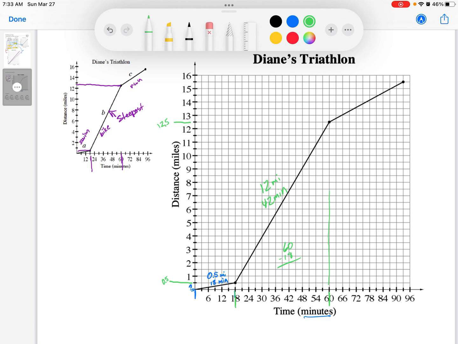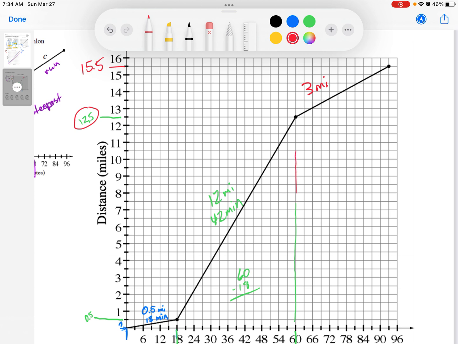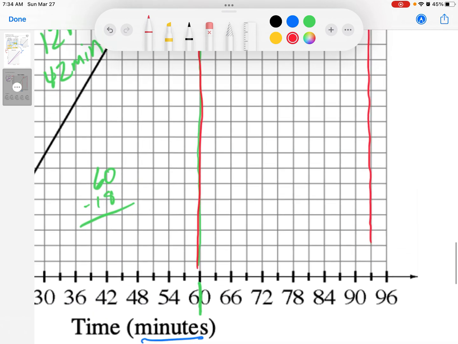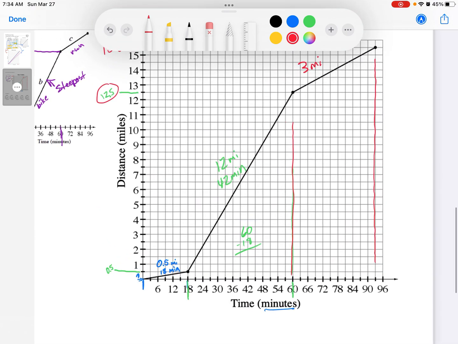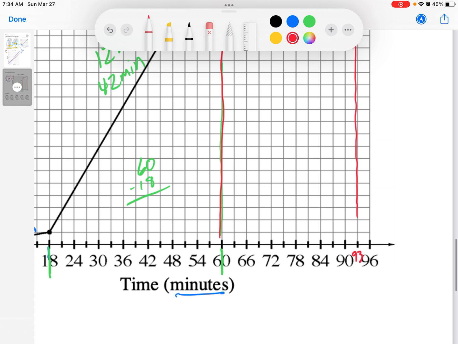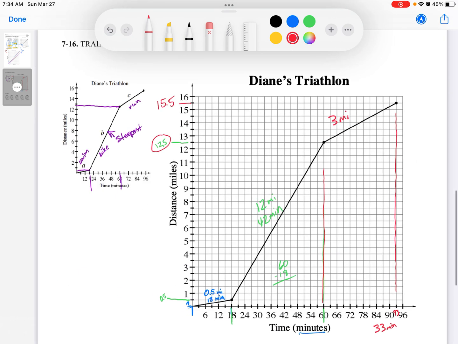And then for her running, because she's really tired, we'll use red. I don't know why. Here we go. We follow that over. That's 12.5 miles to right over here, which is 15.5 miles. So 15.5 means that she did 3 miles. And then let's figure out our time. We follow that down again. That's at 60 minutes, down to, what would that be, 93? Did I have that line right? Yes, I did. 93, that's an odd number, huh? So how many minutes did that take? That took 33 minutes.